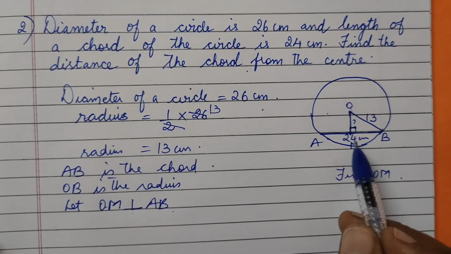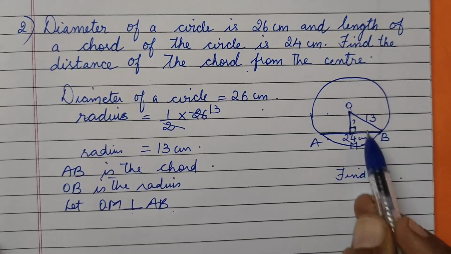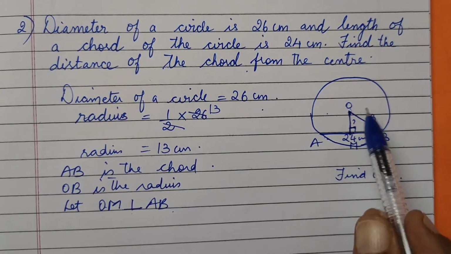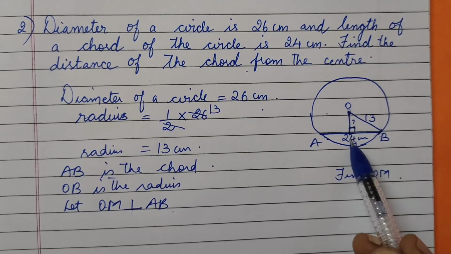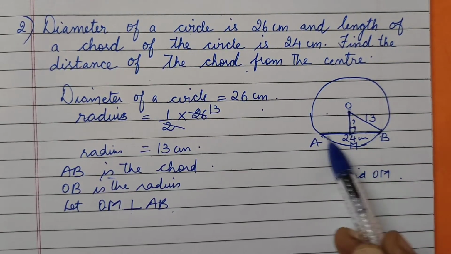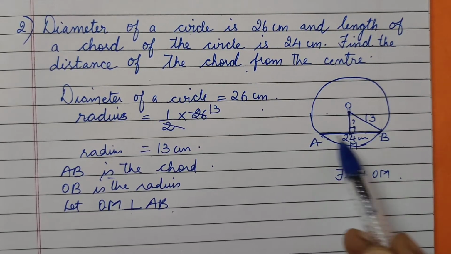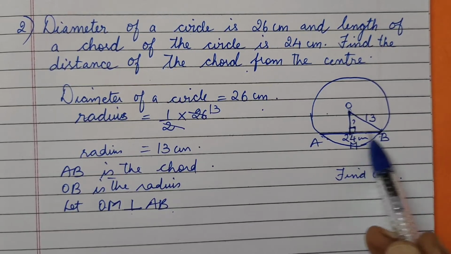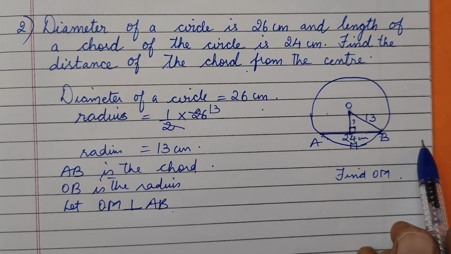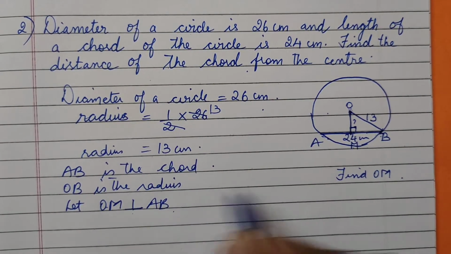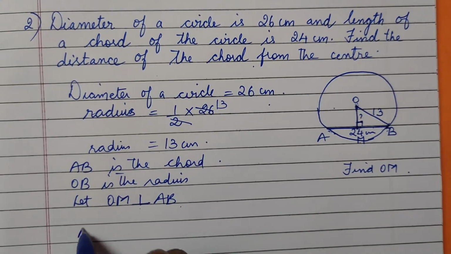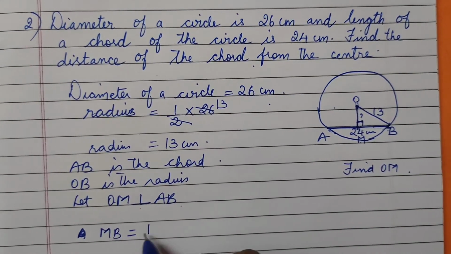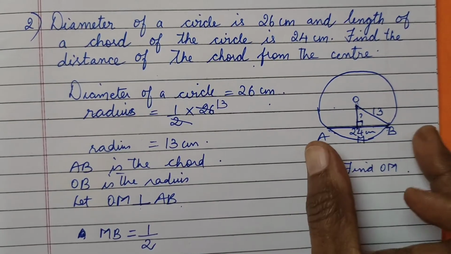Now I need only this MB for finding, making a right angle triangle. What can I say about this? The perpendicular drawn from the center of the circle bisects the chord. That means OM cuts AB in half, so AM is equal to MB, and MB will be 12. So we are supposed to write that here. We want MB, so MB is half of AB.